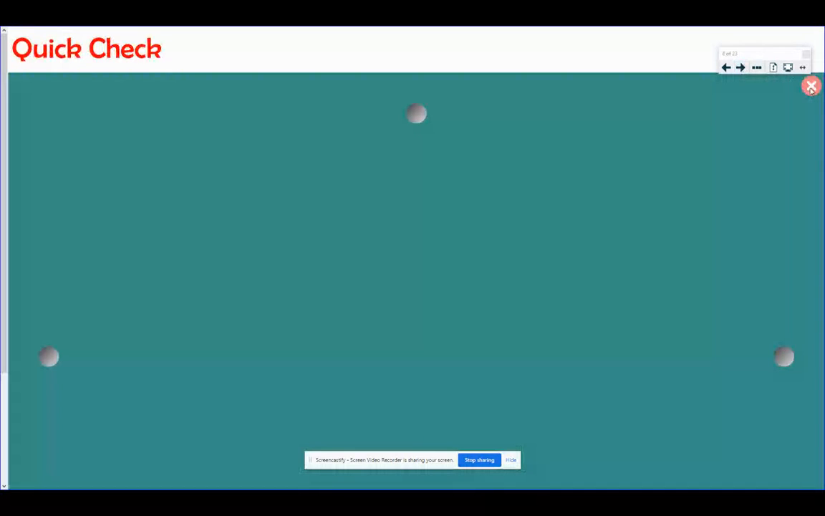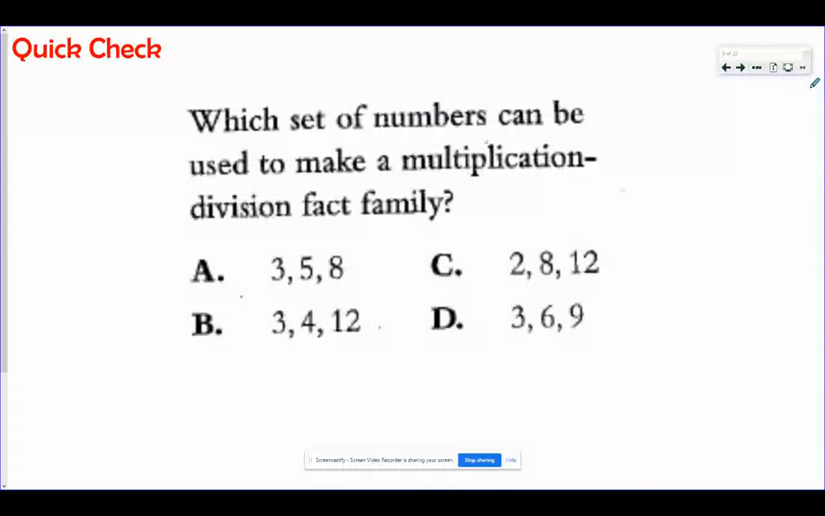Here is today's quick check. Just look at it and come up with the answer, and I will share that with you. Which set of numbers can be used to make multiplication and division fact families? So which one of these sets could you put into one of these triangles and say that the number times the other number gives you the other number?